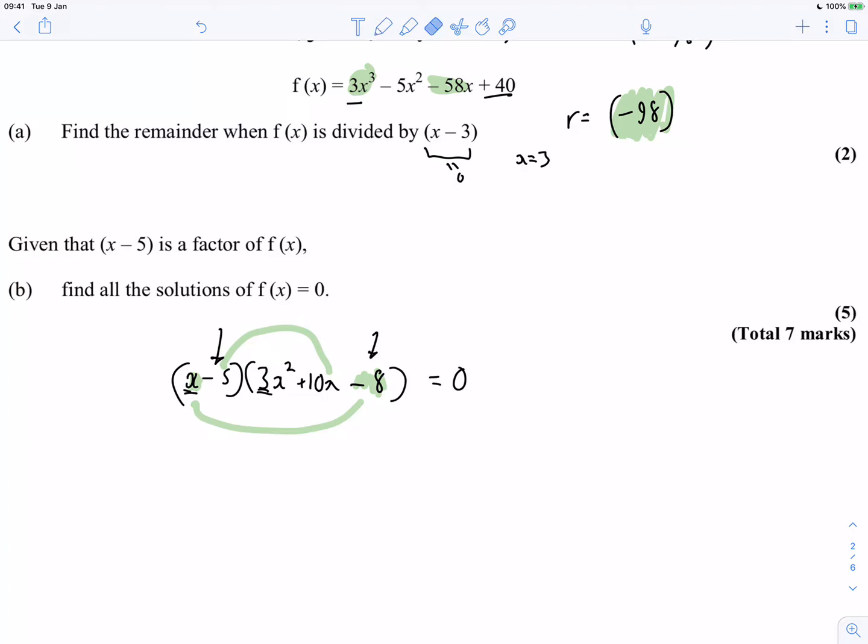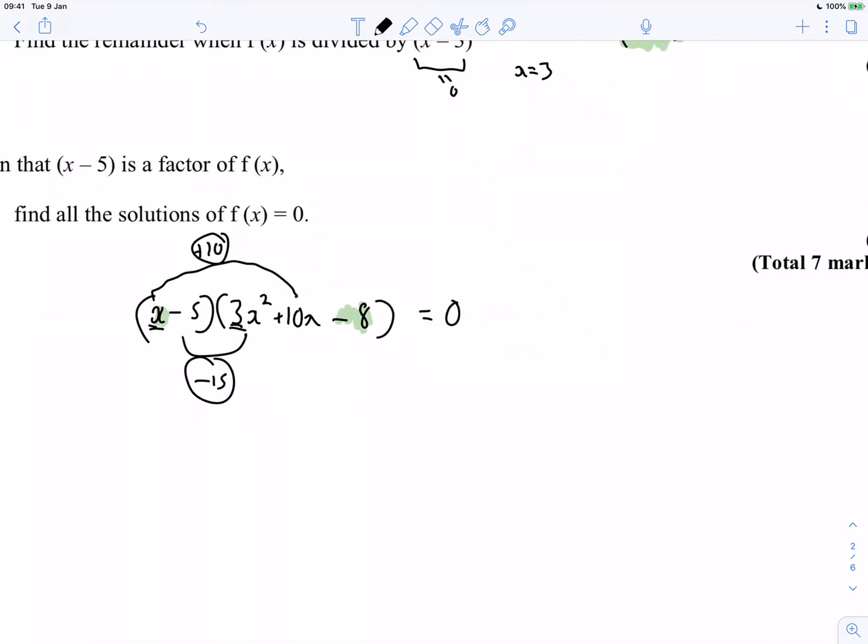Let's just check the x squared components to see if that works. So to get the x squared, it would be 3x squared times minus 5. So we've got a minus 15 there, and then we're going to have a 10x plus an x, so we're going to have plus 10x squared there, plus 10 minus 15 does give minus 5, so that works. Okay, so if x minus 5 is a solution, let's check this thing over here.